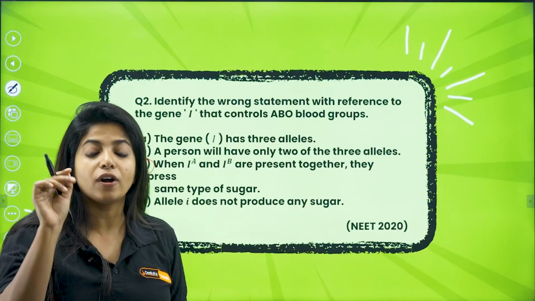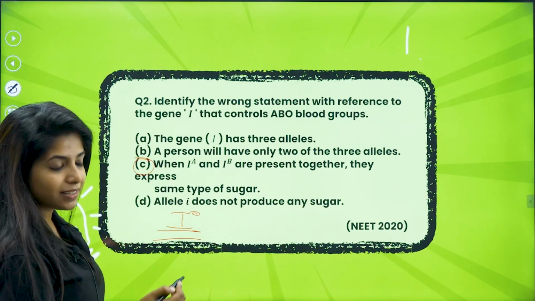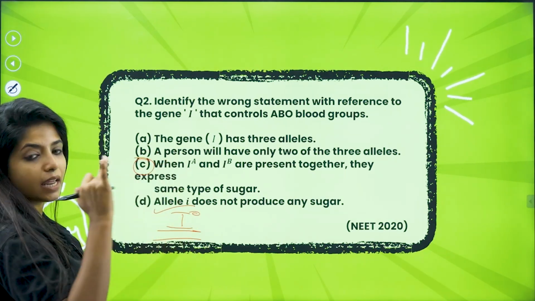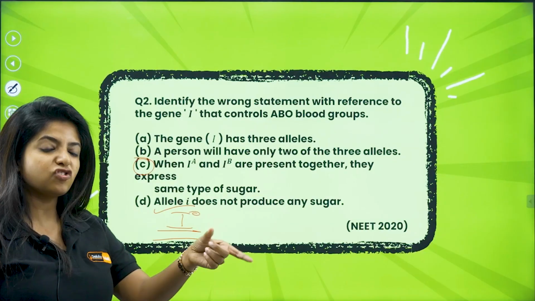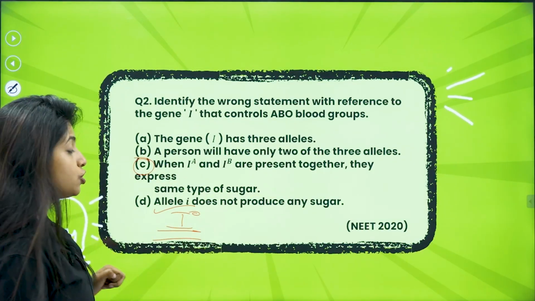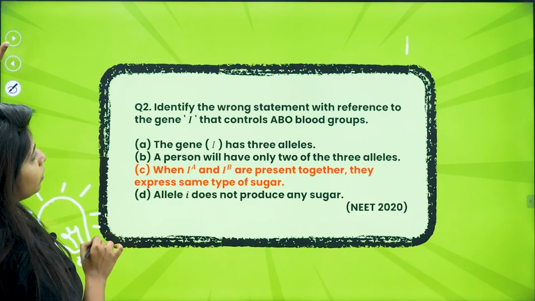The small I, what we call IO, does not produce any sugar. That statement is also correct. It does not produce any sugar. Only A and B produce sugar, and A is dominant over O, B is also dominant over O. A and B are co-dominant over each other. They produce different types of sugar, not the same. So this one is the incorrect one.